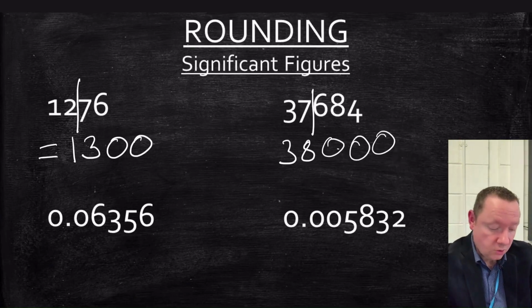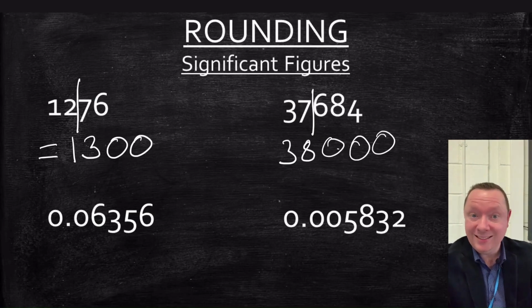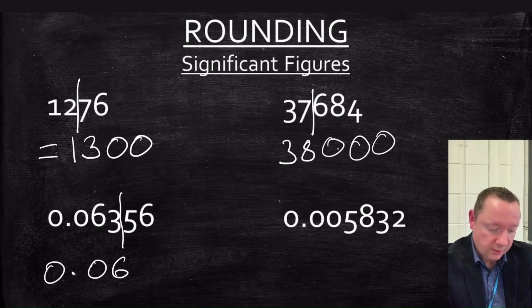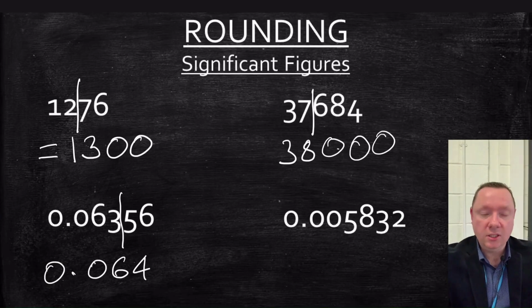Smaller numbers this time, so 0.06356. Well, I don't start counting until I hit a number. So the first significant figure is 6, the second one's 3, so I'm cutting here, so it's 0.06, and I need to round up to 4. And in this case, I don't have to add any extra zeros.